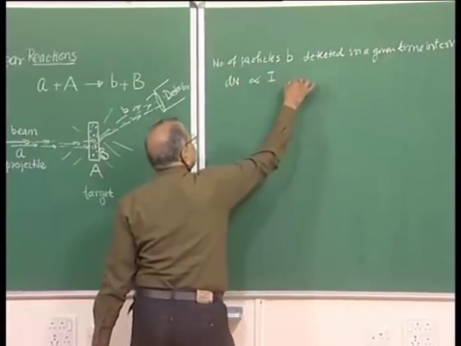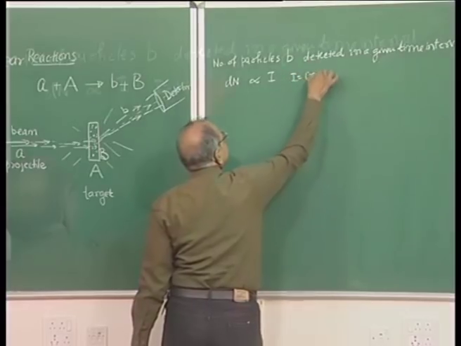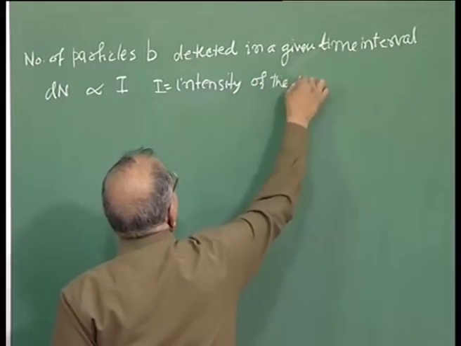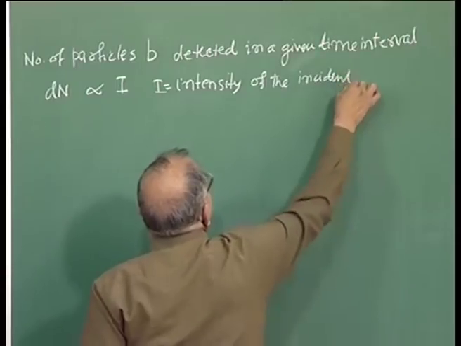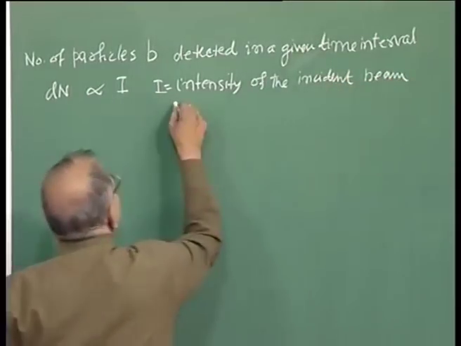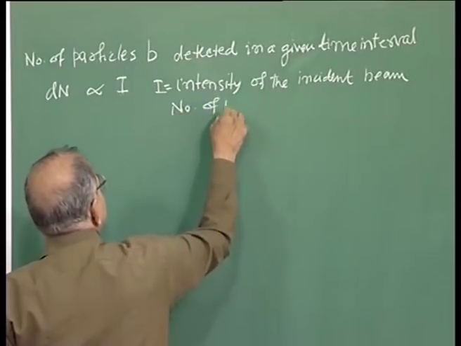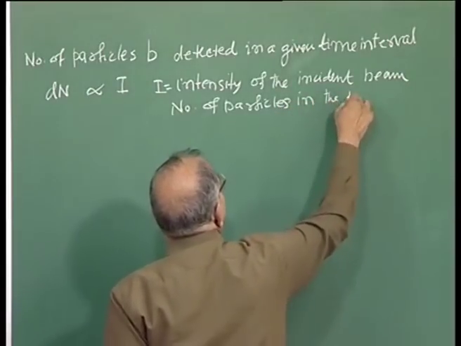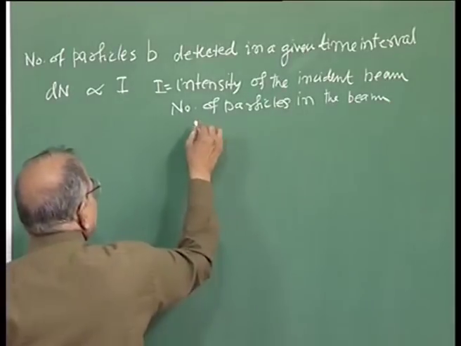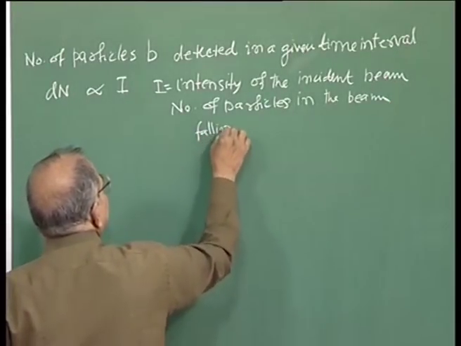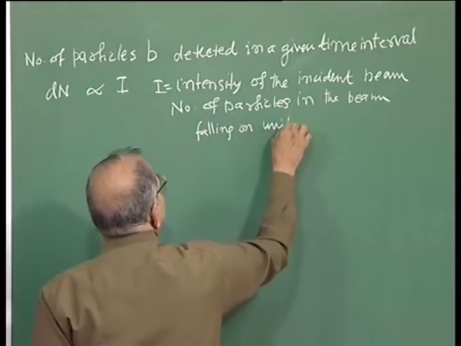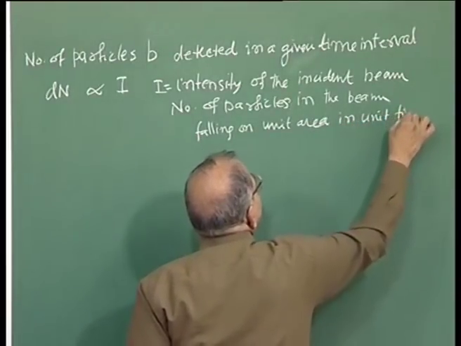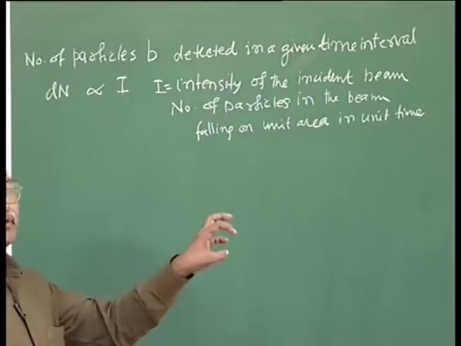What is I? I is the intensity or flux of the incident beam, and that is the number of particles in the beam falling on unit area in unit time. So, this is the measurement of how strong the incident beam is.